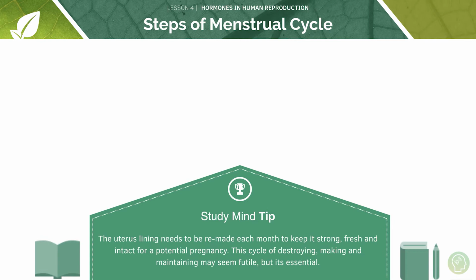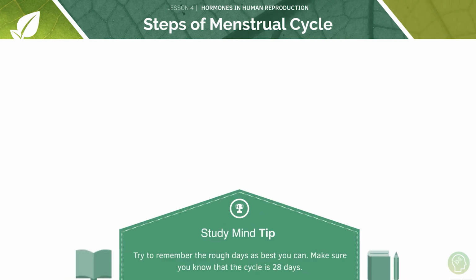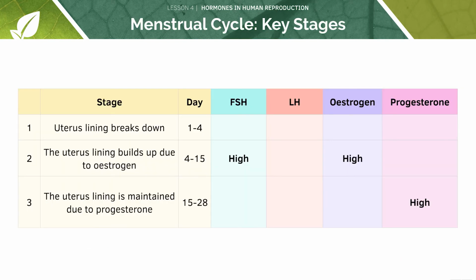Now, the uterus lining needs to be remade each month to keep it strong, fresh and intact for a potential pregnancy. And that's why we have a cycle of destroying the lining and making and maintaining it. Now, try your best to remember the rough days as best you can. Definitely make sure you know that the cycle is 28 days, but here's a table to break down each set of days as it goes by.